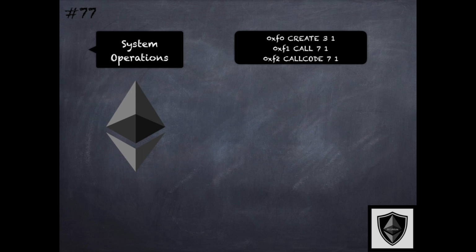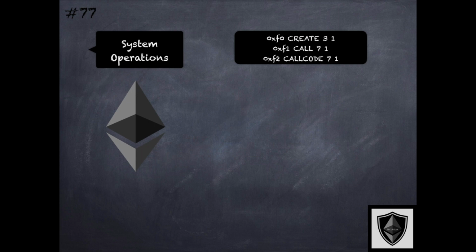The call instruction allows the current executing context to do a message call into another account. So now there is a caller account that is doing a message call into a callee account. So this is interesting because it lets contracts call each other in the executing context.